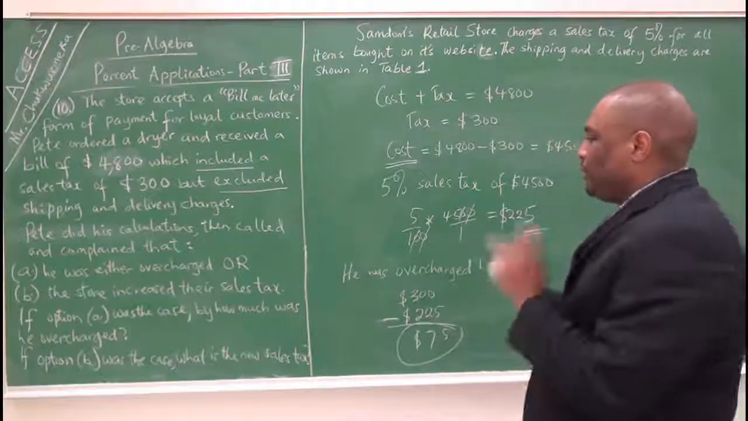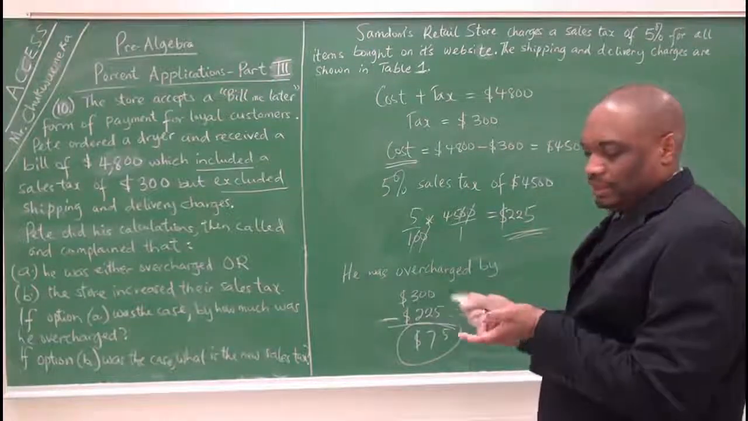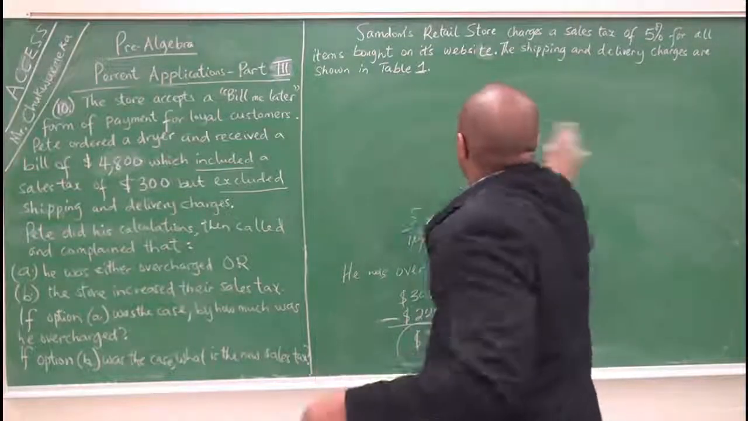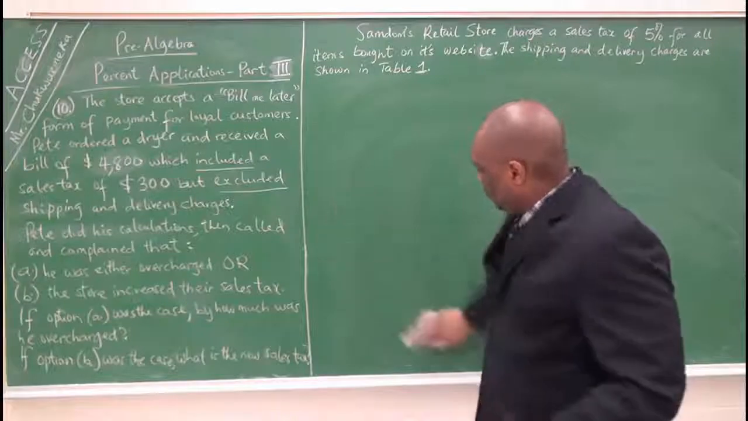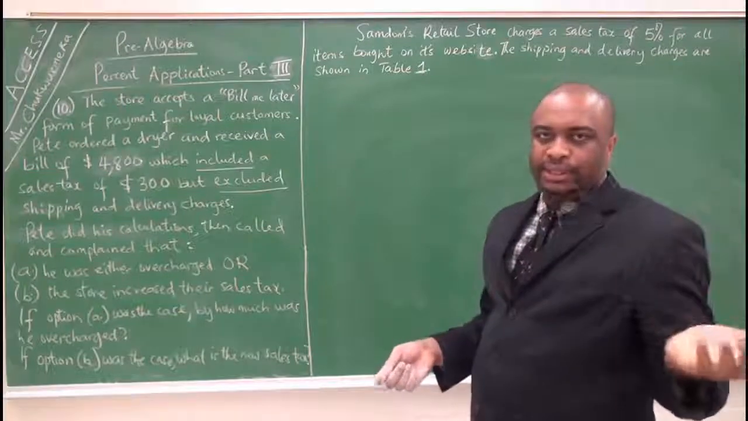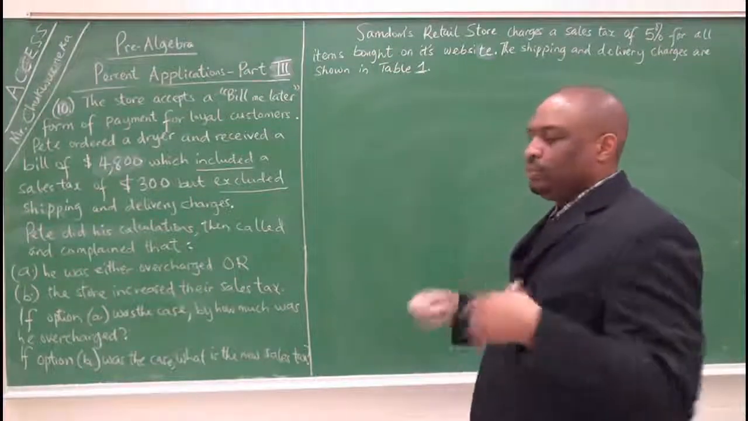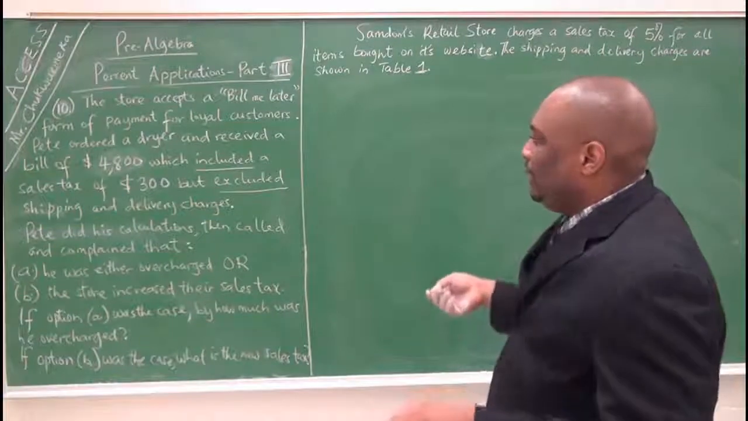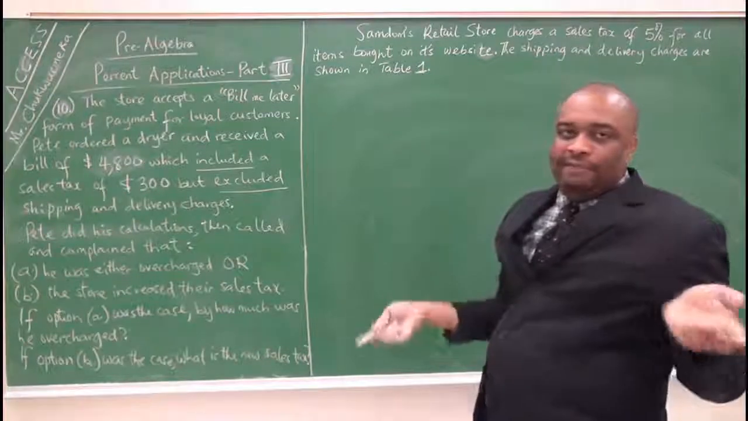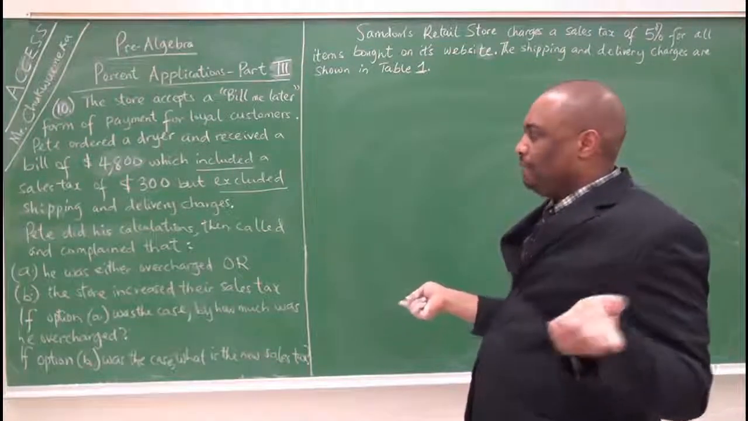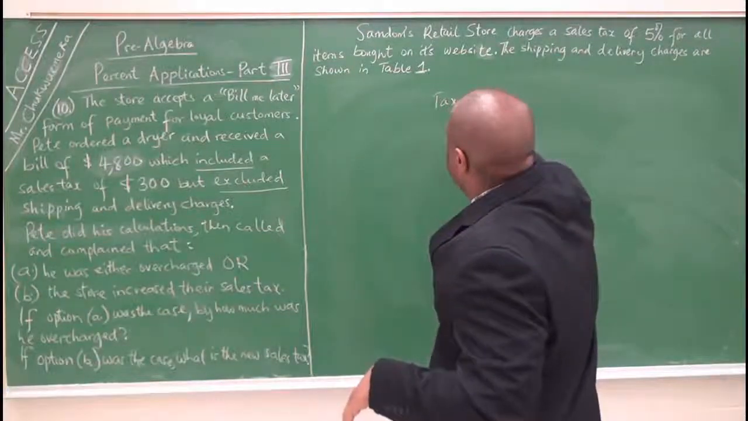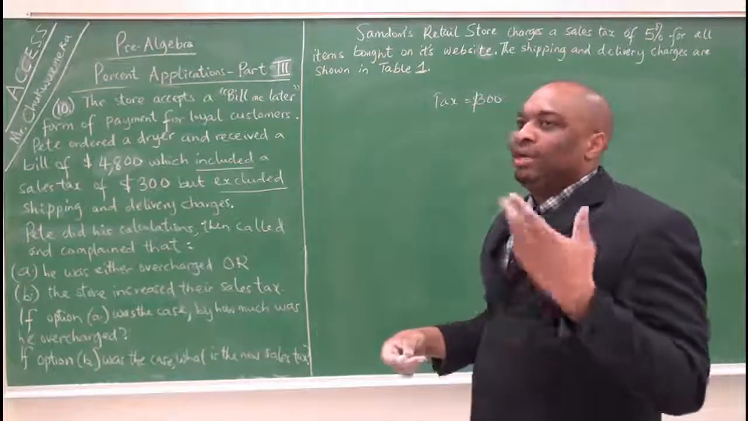Now if option B was the case, then what is the new sales tax? Let's erase this. Assuming that they told him, hey, we didn't overcharge you, we increased the sales tax rate, then it will no longer be 5%. It's going to be higher than 5%. And we saw that the tax was $300. So we don't know the sales tax rate.